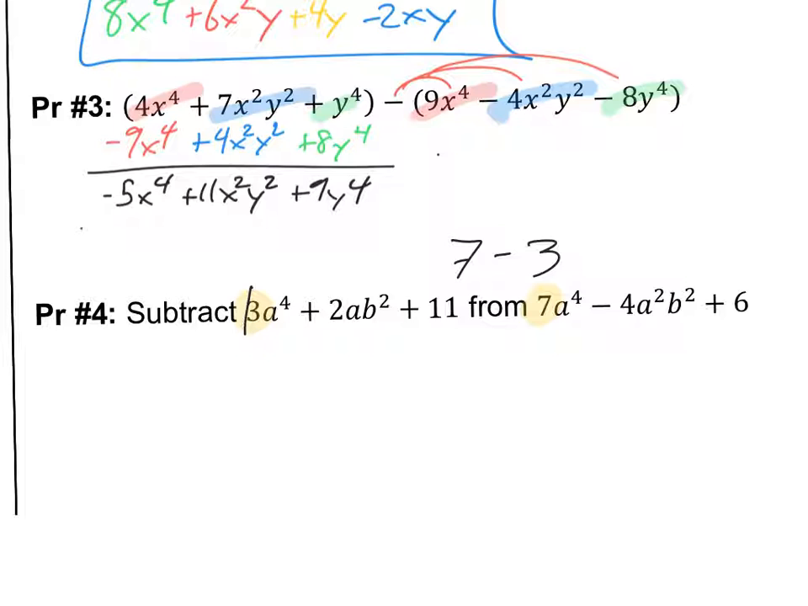Don't forget to distribute all your parentheses, distribute negative to everything inside the parentheses, right? These are all one big polynomial, so if you're subtracting something, you got to distribute to every term. All right, go ahead and give that one a try.